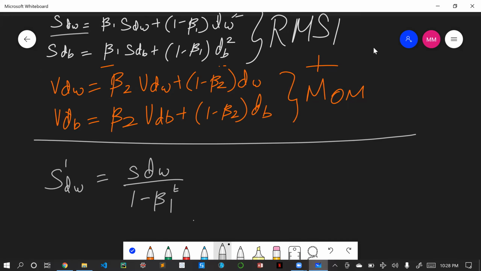Okay, so now we wrote this. Now we need to write it for B. SdB dash is equal to SdB divided by 1 minus beta 1 power t. So now we have the two corrected values, SdW and SdB.